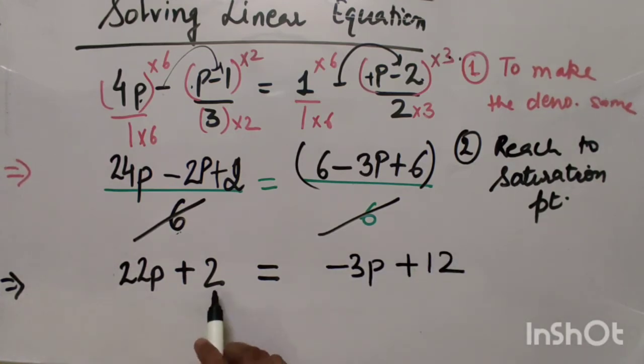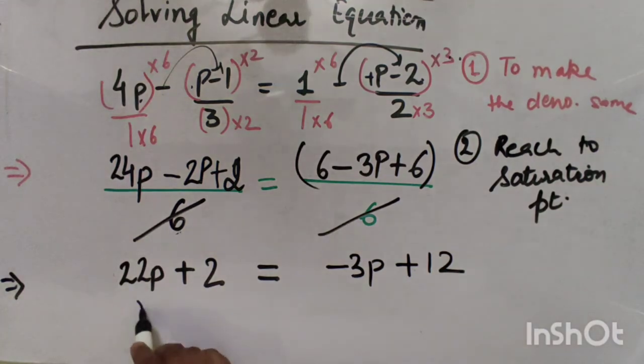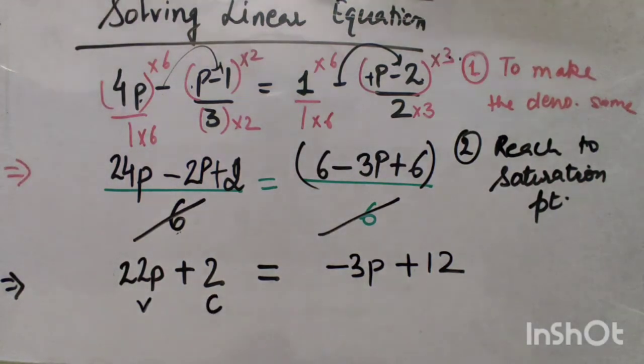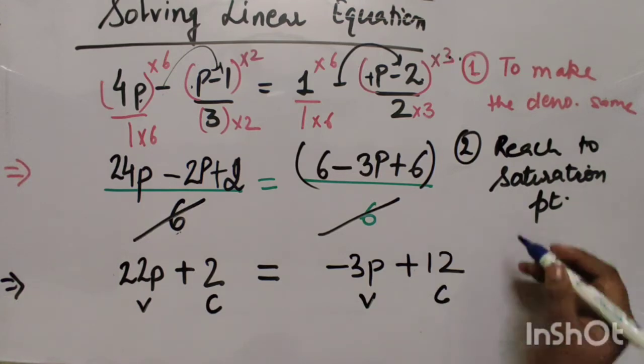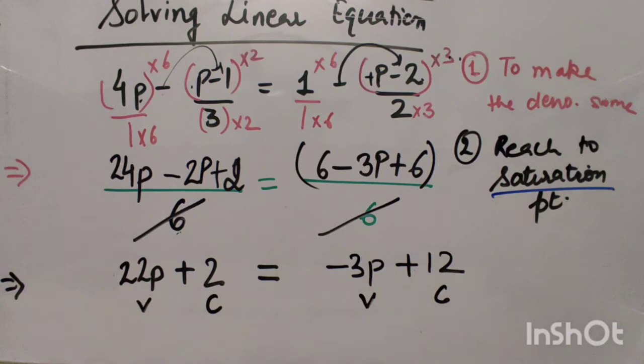Now at LHS it is a variable and a constant, and here also it is a variable and a constant. At both sides we have reached the condition when no more calculation is possible, right? That means the saturation point.